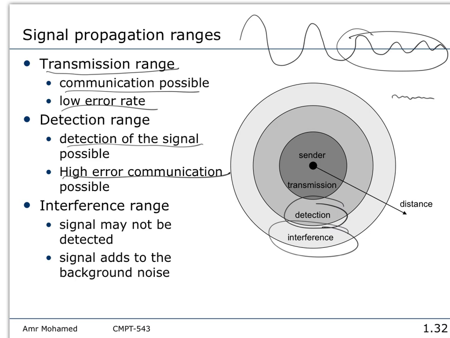In the detection range, the signal starts to get close, still above the threshold that we consider it noise, right? But because the gap between the signal and the noise starts to shrink, the signal to noise ratio shrinks. And in that case, the probability of error goes high. Okay? So in the interference range, it becomes really noise. So the signal to noise ratio becomes almost 1.